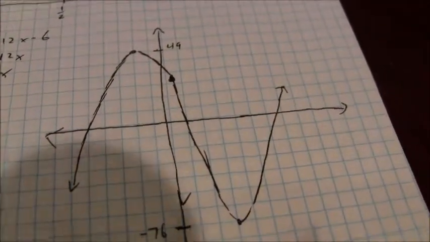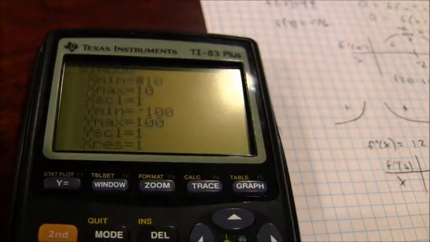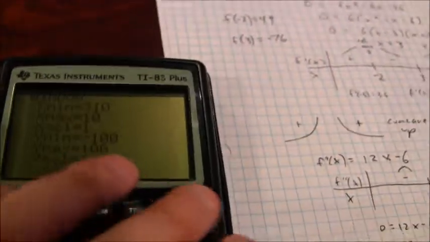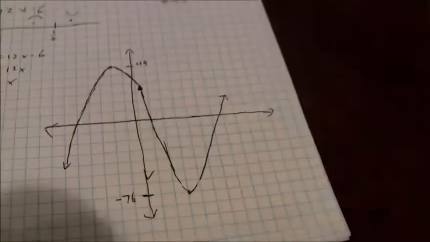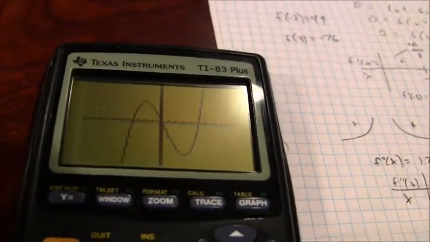And by the way, if you want to see a verified version of this, I'm setting the window on my graphing calculator here from -10 to 10 and -100 to 100, and if we look at the graph, you can see it looks like that. So not a drastic difference between the graph I put together and the graph you can see there on the graphing calculator. So it does look like this worked out the way we want it to.